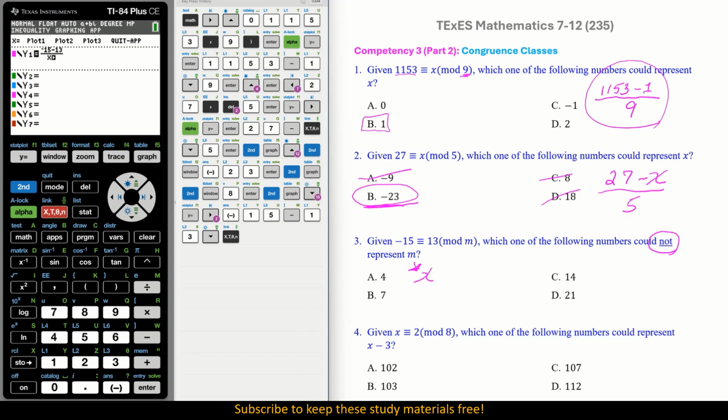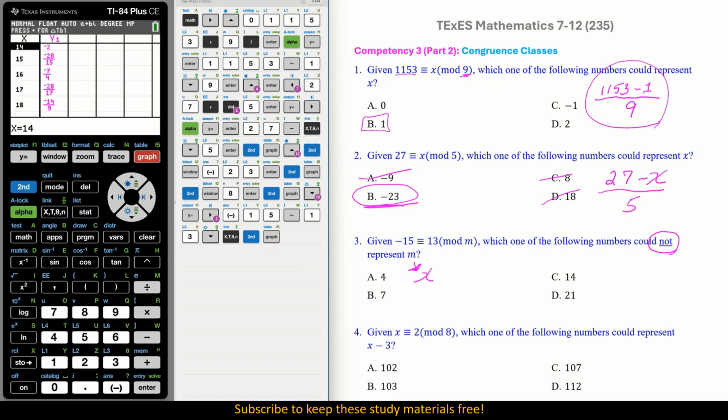Okay, now let's say second graph. And the values we need to look at are 4, 7, 14. Well, 14 is on the screen. 14 is negative 2. That is an integer. So it counts, but we need to mark it off because we're looking for the not. Well, it does. So now let's go to 4 and 7.